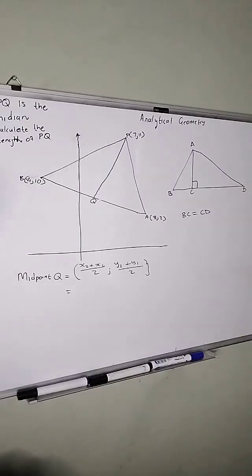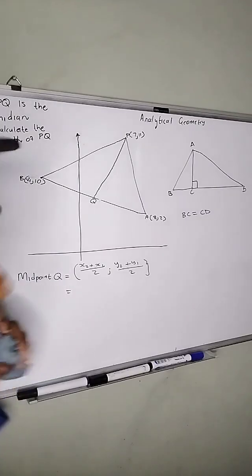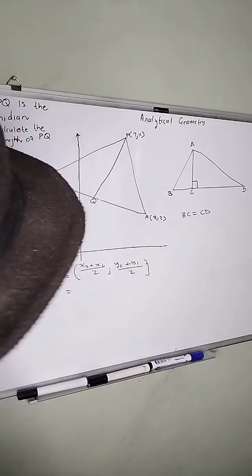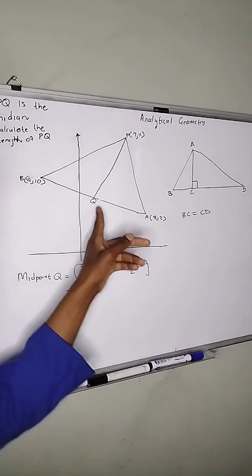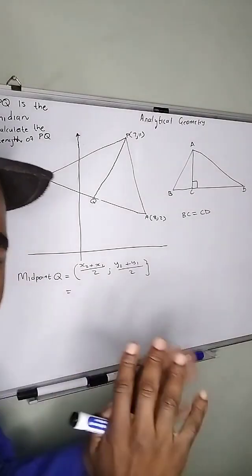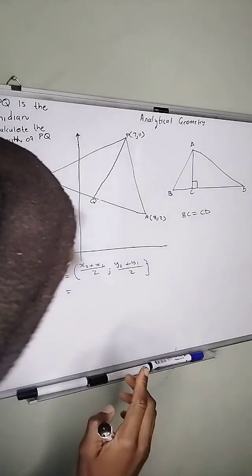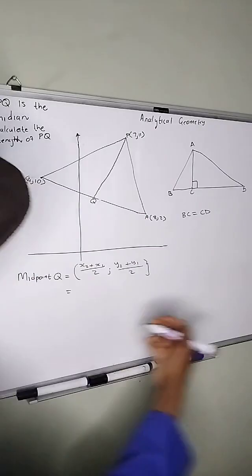So now this is the midpoint formula. We are going to use points. Which points are we going to use to calculate the point Q? Yes, B and A, or A and B. It doesn't matter which one you choose. This can be x2, that can be x2, this can be x1, that can be x1. It doesn't matter.